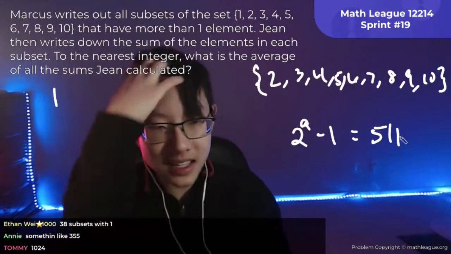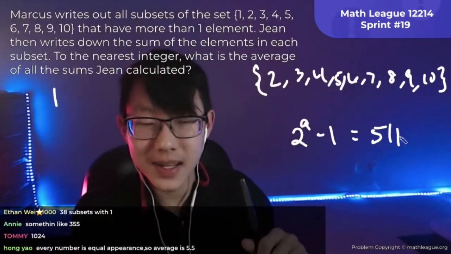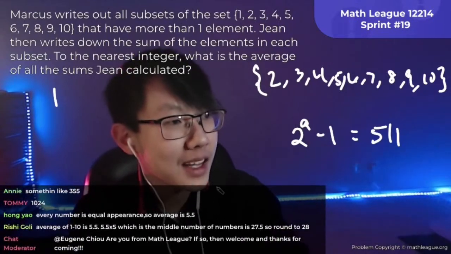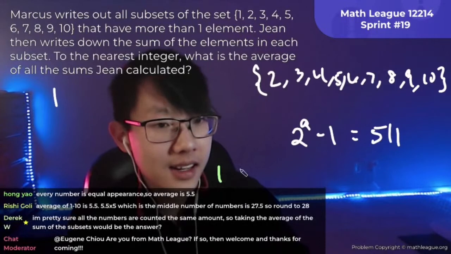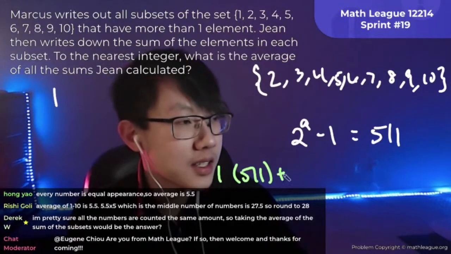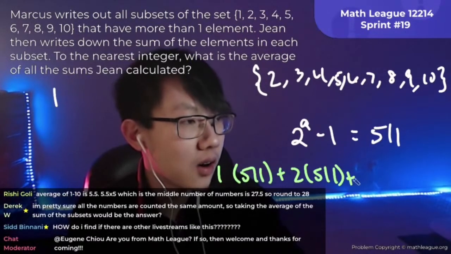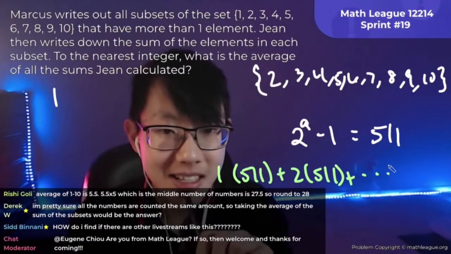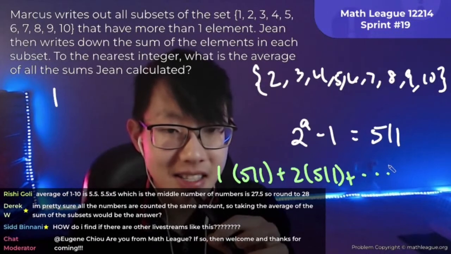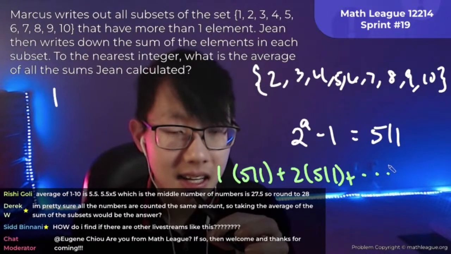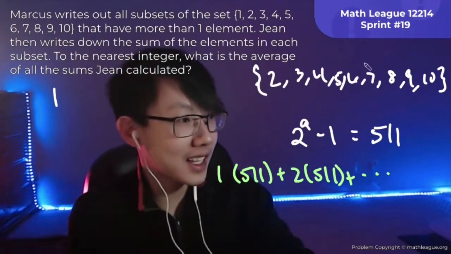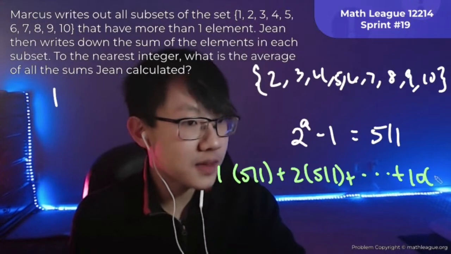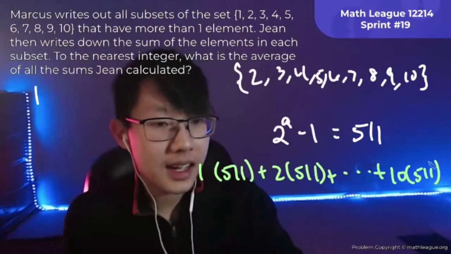And using similar reasoning, 2 is in 511 subsets. 3 is in 511 subsets, all the way to 10. Which means I'm adding 1 times 511 plus 2 times 511 all the way to 10 times 511. Hold up, let's read what chat is saying. Chat is saying, taking the average of the sum of the subsets. Oh yeah, all the numbers are counted the same amount. Exactly, perfect. So that's exactly what we're covering right now.